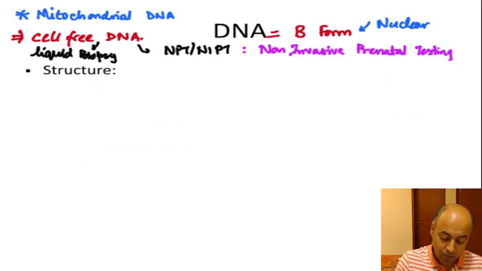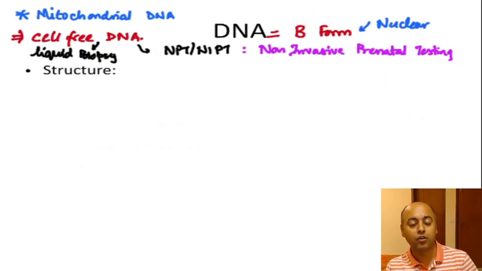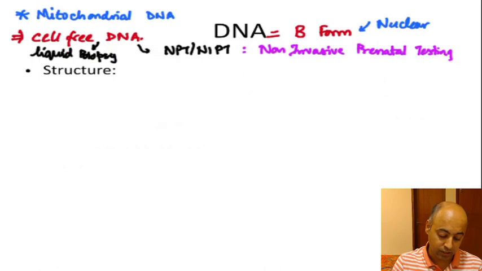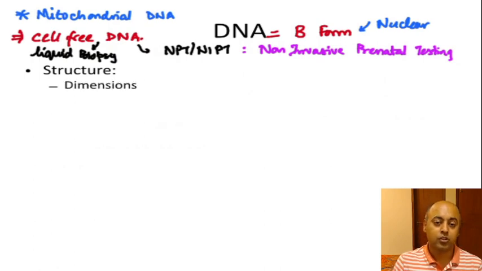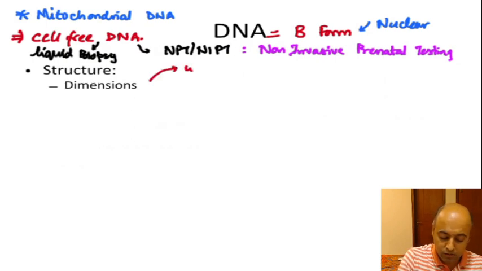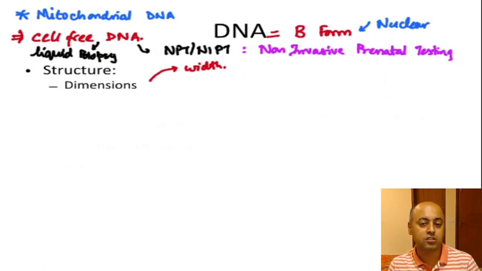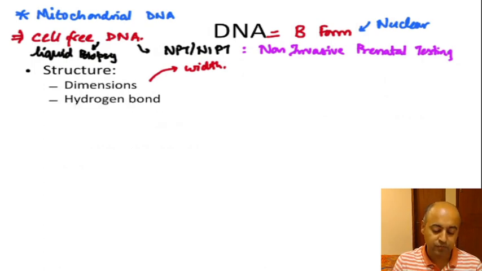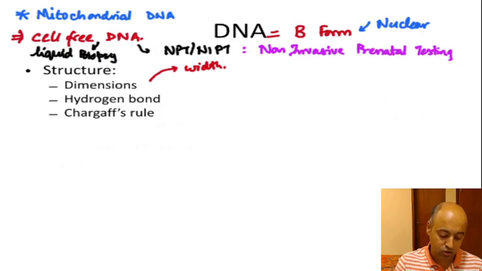Okay, so let's go back to the B form of the nuclear DNA. Here you have to know about the dimensions. When I say dimension, what do I mean? What is the width of the structure, and what type of bonds are there? I'll just quickly show you.